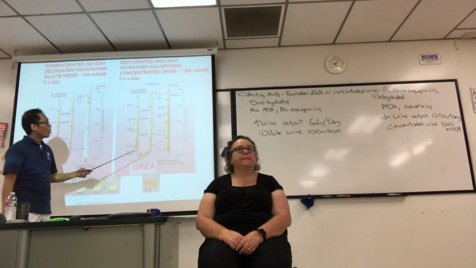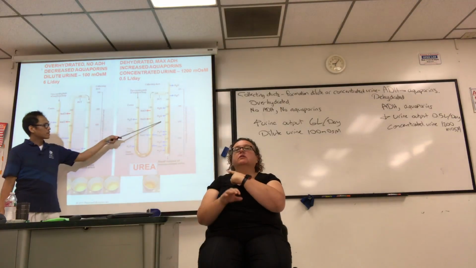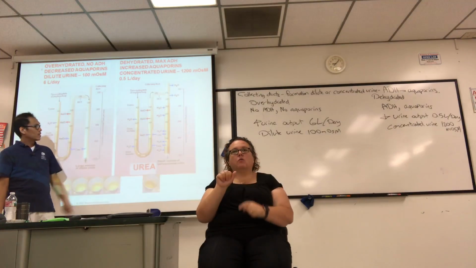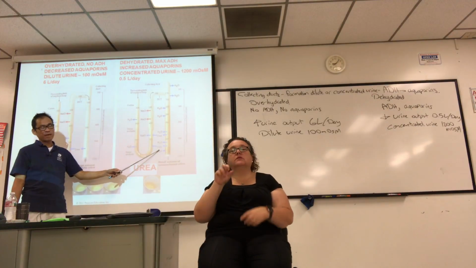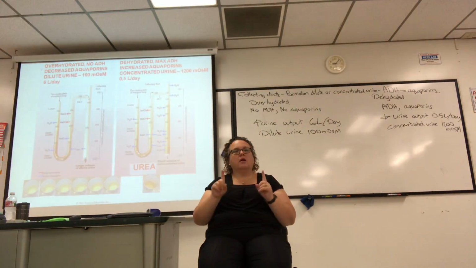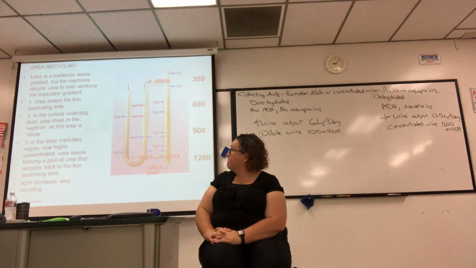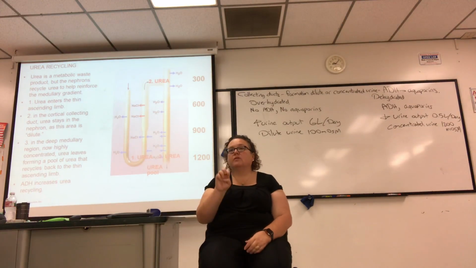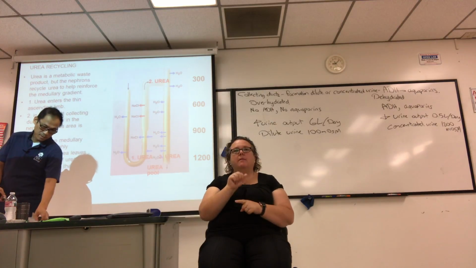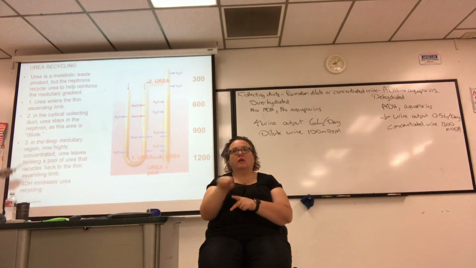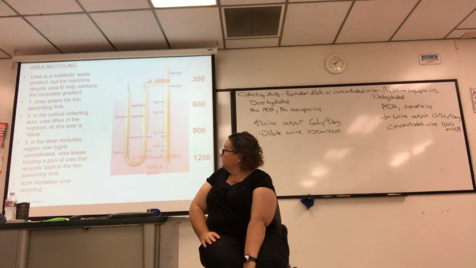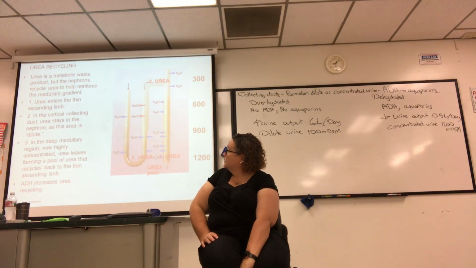So on the figure, water is allowed to leave the collecting duct. It's just going to follow its osmotic gradient if the aquaporins are there. And urea helps. I haven't mentioned urea yet, but that's this slide here. It's called urea recycling. It's actually a metabolic waste product, but the nephrons recycle urea to help reinforce the medullary gradient.